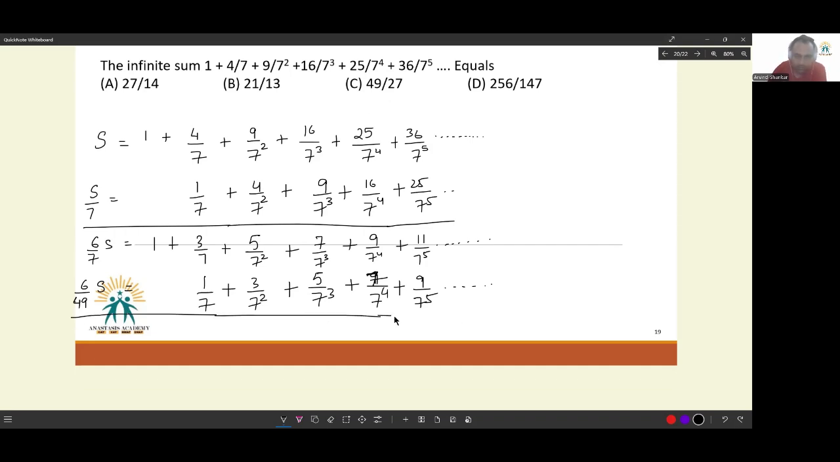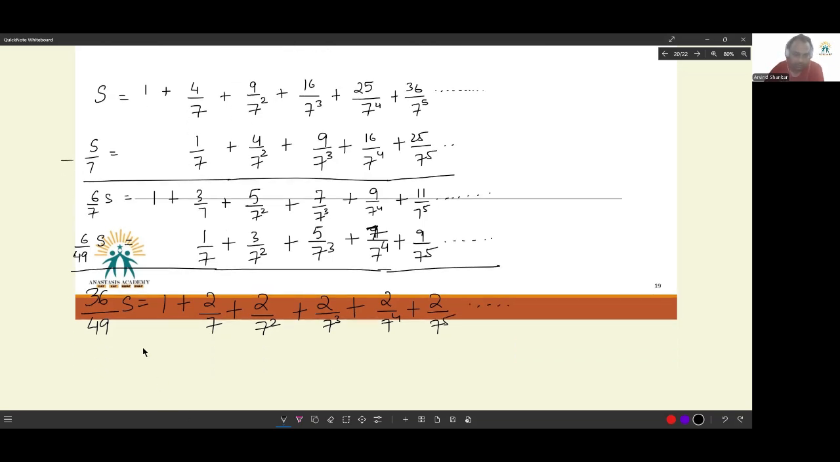Now, the difference of these two. Your S minus S by 7 is this. 6 by 7 will be 42 by 49. So 36 by 49 S will be equal to 1 plus 2 by 7 plus 2 by 7 square plus 2 by 7 cube plus 2 by 7 raised to the power 4 plus 2 by 7 raised to the power 5, and so on.